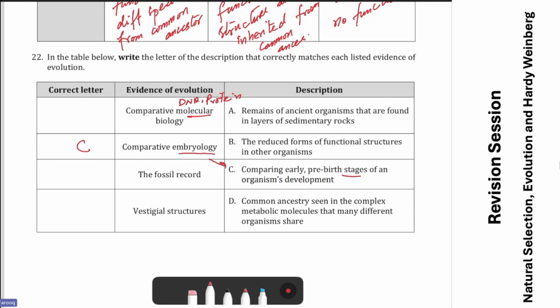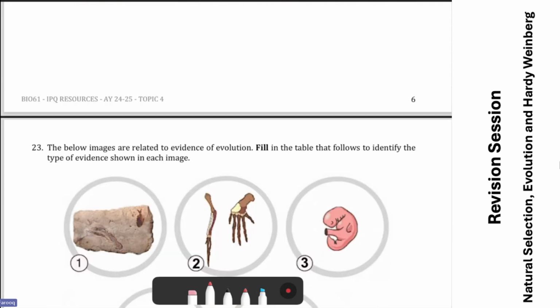The fossil record. Fossil record is like you check for the dead remains. So here it is the remains. So I'm going for this one as A. You always look for a keyword like early birth stage embryo, remains, fossils. Common ancestry in, okay, the reduced form. So this is vestigial structure. So D is the common ancestry that shows the metabolic. So this is the comparative molecular biology.